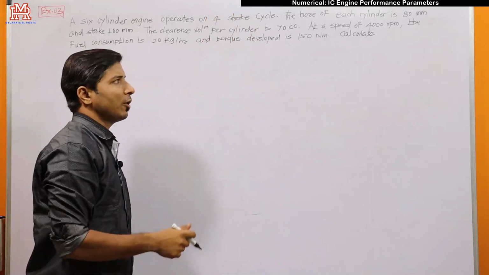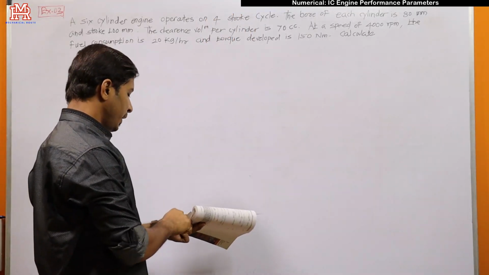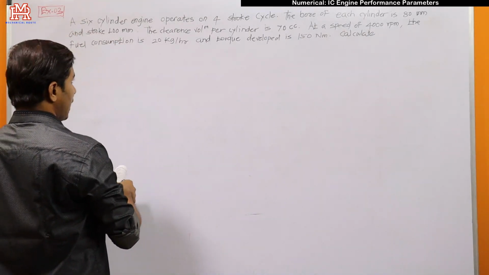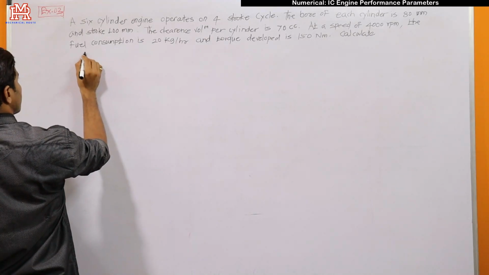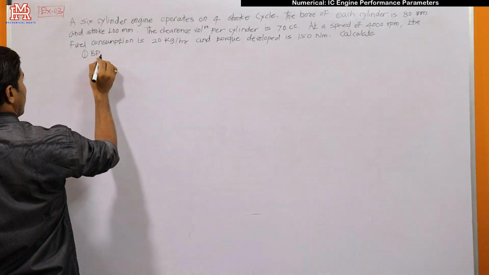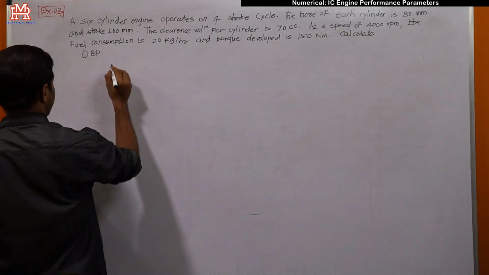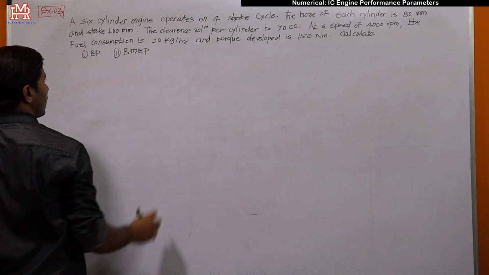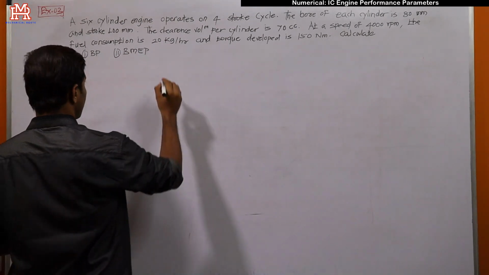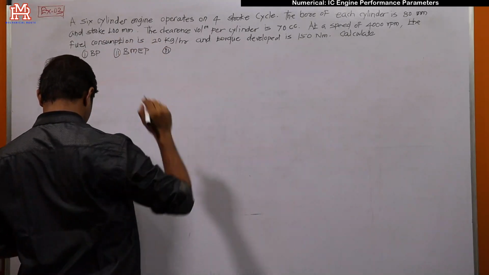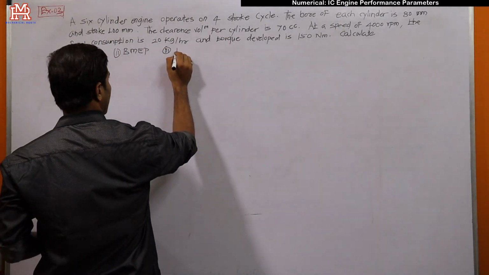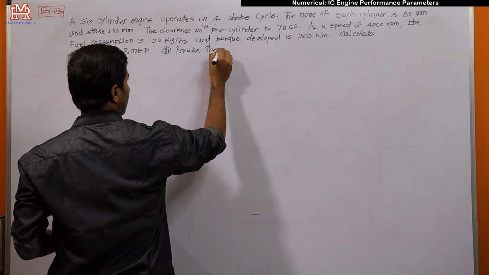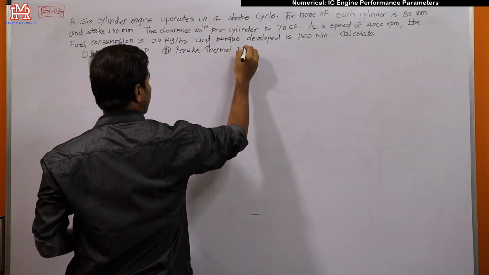So in the previous numerical we calculated 2 parameters only. Here you have to find out multiple parameters. First, you have to calculate brake power. Then second, BMEP, brake mean effective pressure. Third, brake thermal efficiency.